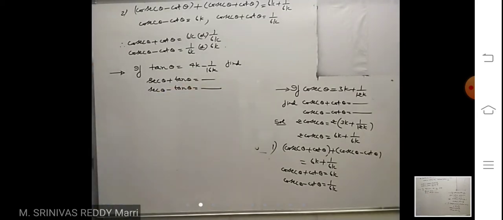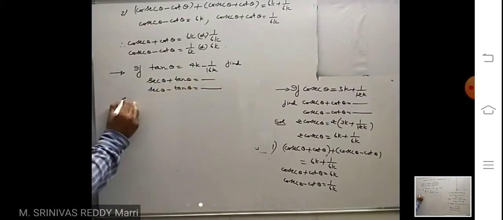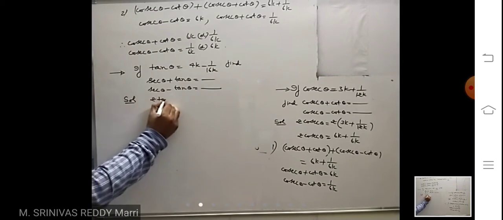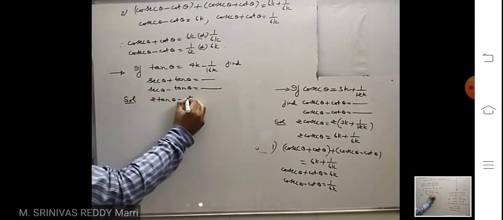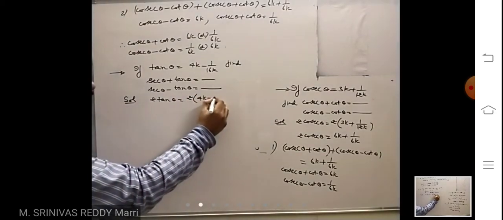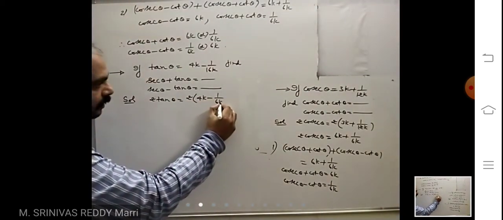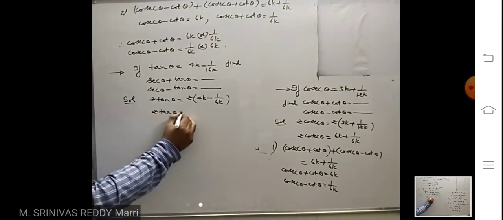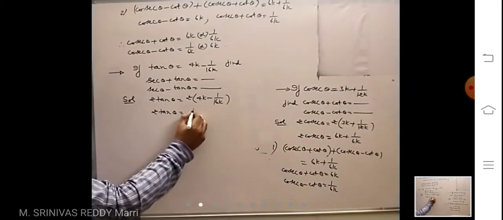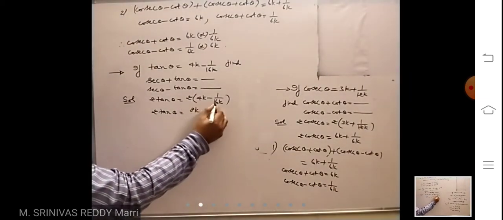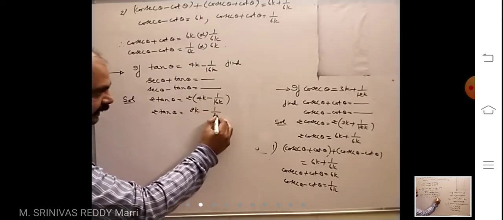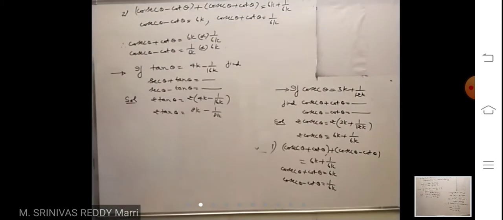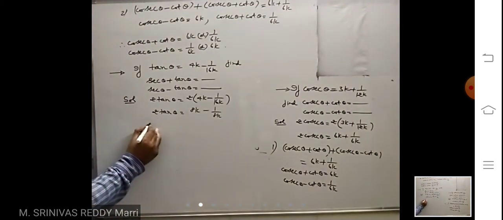Let us take. Look at here. Now again I will multiply with 2. So 2 into 4k minus 1 by 8k. Therefore I got 2 tan theta as 8k minus 1 by 8k. So here you can observe that this number and this number are reciprocals. Now 2 tan theta, how can I write?